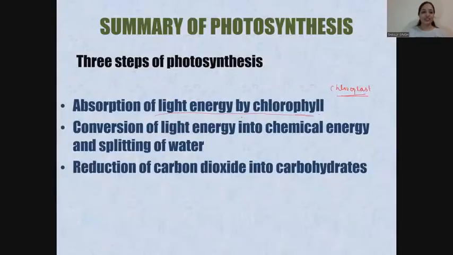Now, the second point is the conversion of light energy into chemical energy and the splitting of water into hydrogen and oxygen. And last is the reduction of carbon dioxide into carbohydrate, which is glucose.